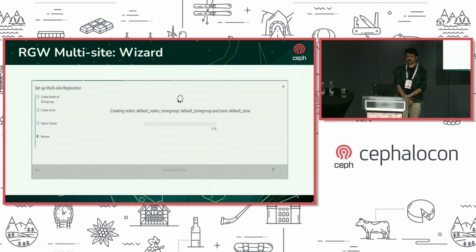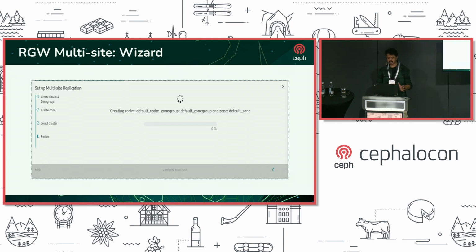and that will start the whole multi-site process. In the background, it does a lot of stuff, whatever it needs to set up the whole multi-site, like creating the realm, zone groups, and all the other stuff, creating the users, and then associating that with the second cluster, creating the replicated zones and everything else.